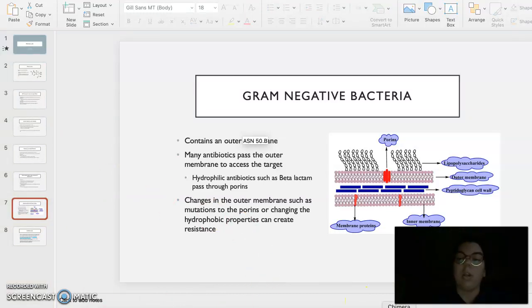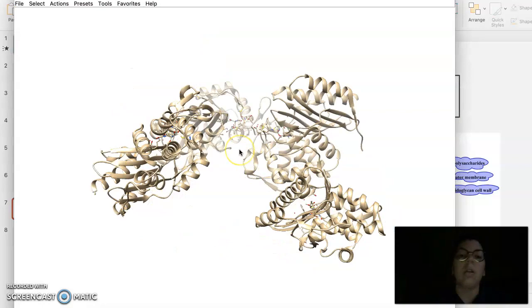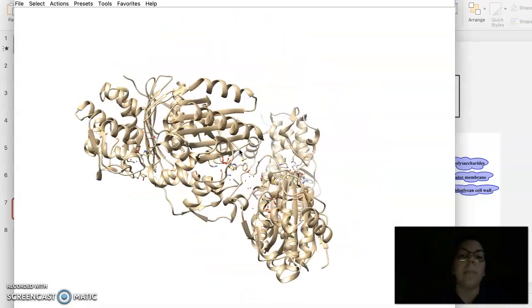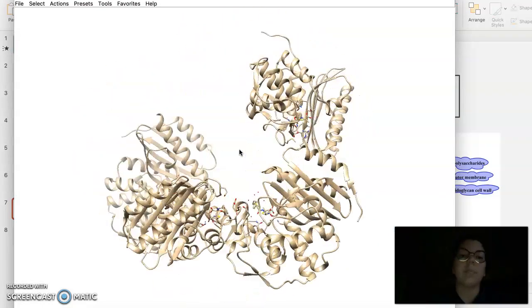And then using the Chimera, there it is. Here is the penicillin structure.